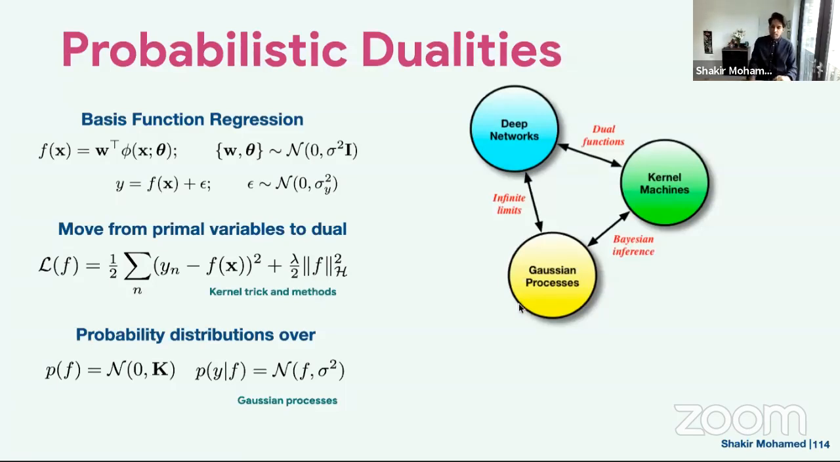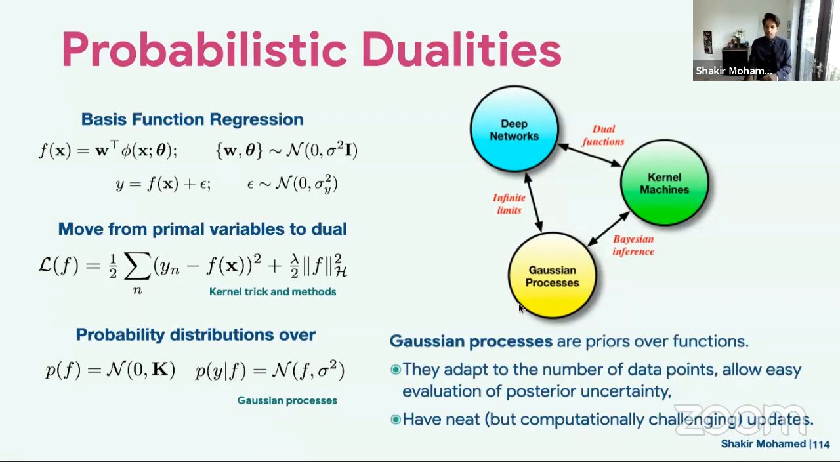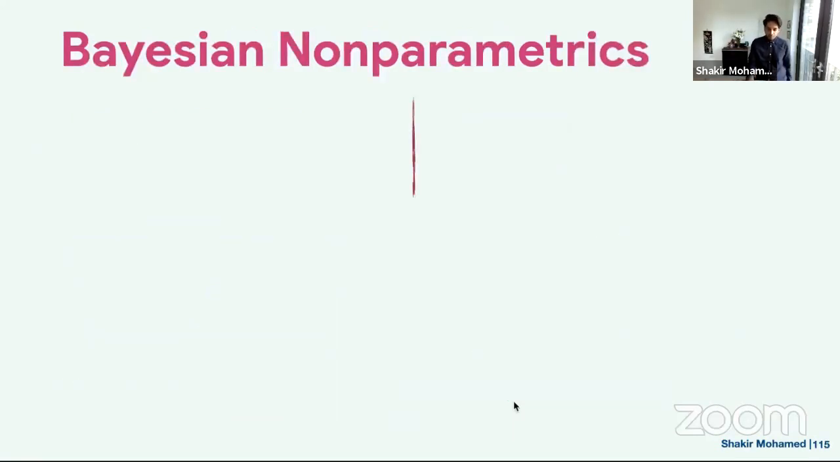Many of the methods that we study aren't fundamentally very different. And you see how they are different when we apply the inference procedure, and then we derive ultimately the kind of algorithm that we use. So Gaussian processes then come up as one. They are priors over functions. And what's special about them is that they are adapting to the number of data points. And so they are neat, computationally challenging, but very worthwhile a study.